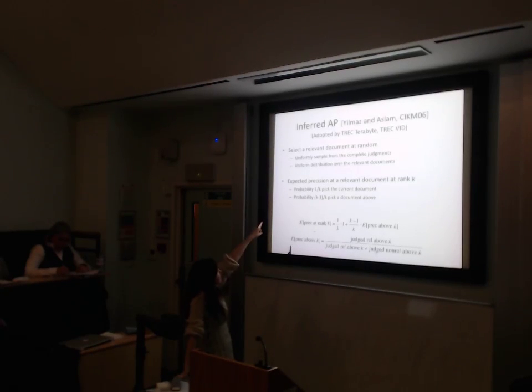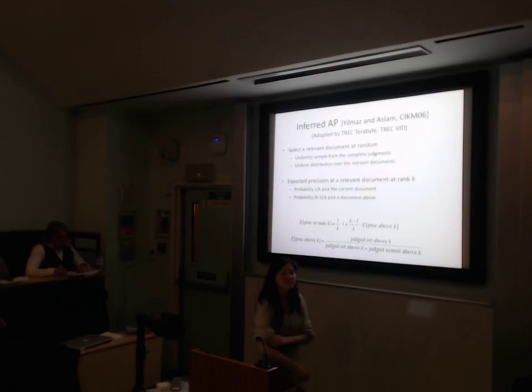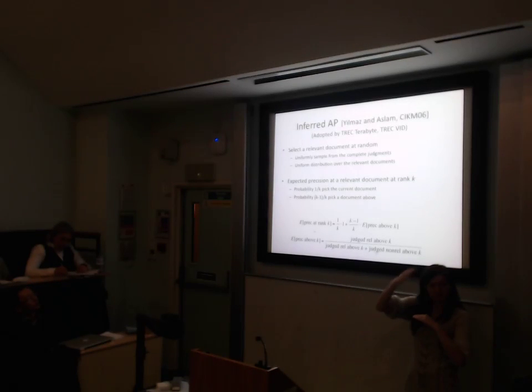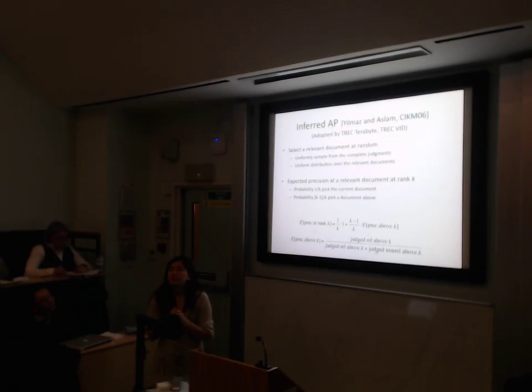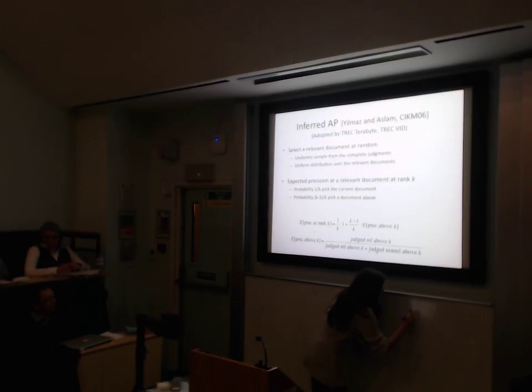Now the second and third steps are to compute the expected precision at a relevant document at rank k. At this point, what I am doing is picking a document at or above the current rank, the current rank of the document that I selected at the first stage, and outputting the binary relevance of that document. Again, I have the same problem. I don't have the judgments for all the documents retrieved above this rank. So what I will use is an estimate for the proportion of relevant to non-relevant documents to compute this expected precision at the relevant document at rank k. So what I can do at this point is, I have a bunch of different documents. Let's say this is unknown.